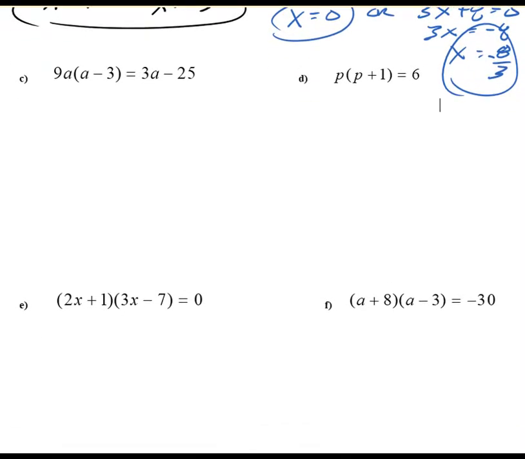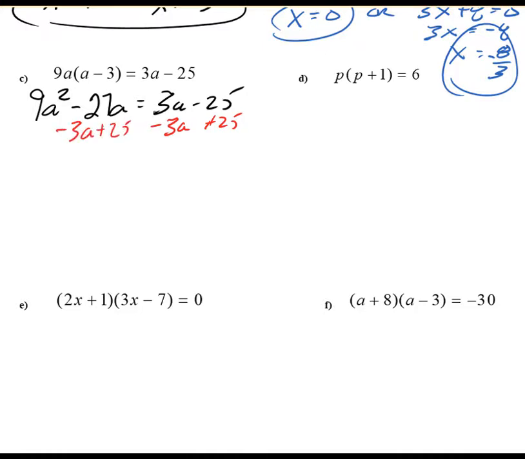For C, again, we want to write everything out in expanded form. So we'll expand 9a squared minus 27a equals 3a minus 25. We'll set it equal to 0 by moving all the terms, 3a and positive 25, to each side. So I'm going to subtract 3a and then add 25. So putting this in standard form, we get 9a squared minus 30a and then plus 25 equals 0. So we have expanded form equaling 0.